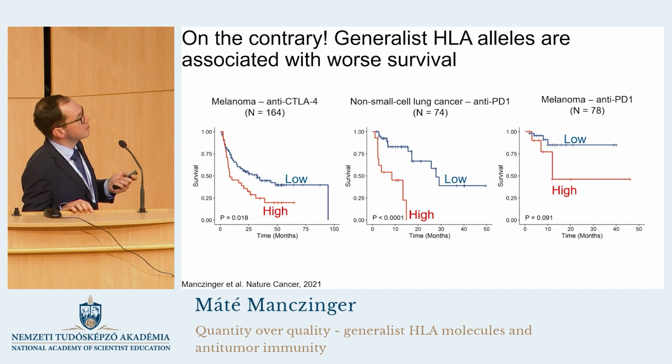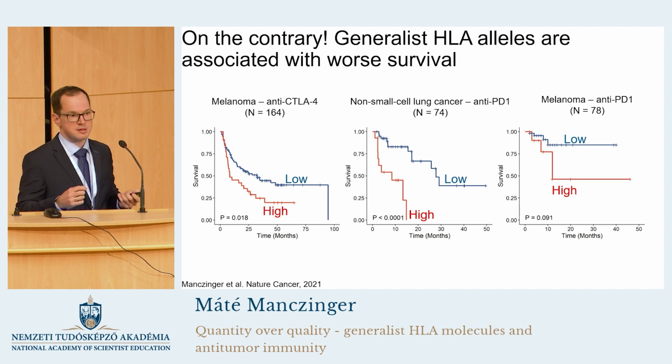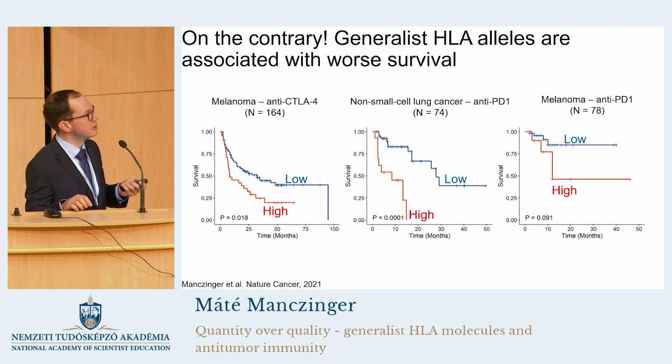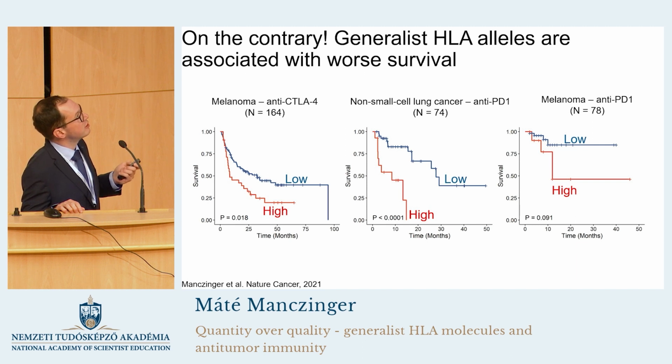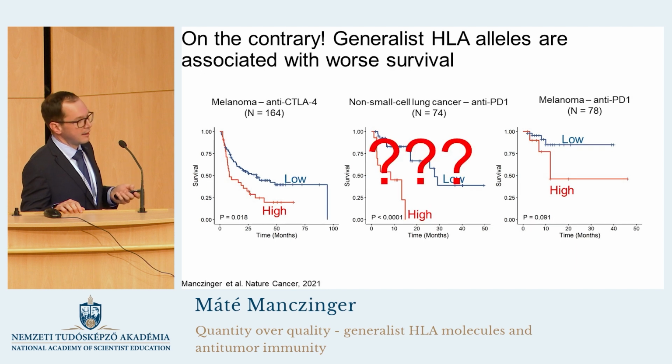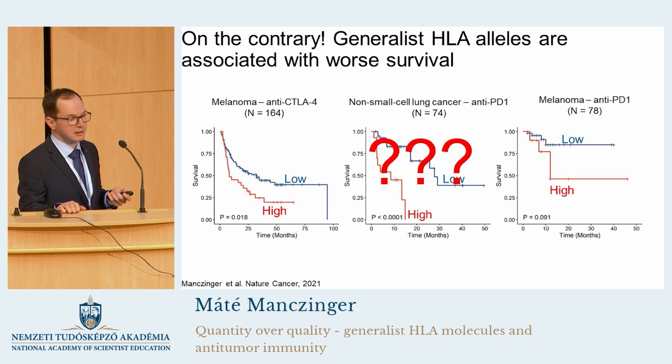The blue curve shows the patient group in which the promiscuity of these HLA molecules is low, so they are very likely to carry specialist HLA alleles. And in the red group, there are patients who carry mainly generalist HLA alleles. And as you can see, independent of the treatment and the tumor type, those patients who carry generalist HLA alleles are less likely to survive after the treatment. And we asked why. We had many ideas. Most of them were not correct, and I would like to show you the most likely explanation.